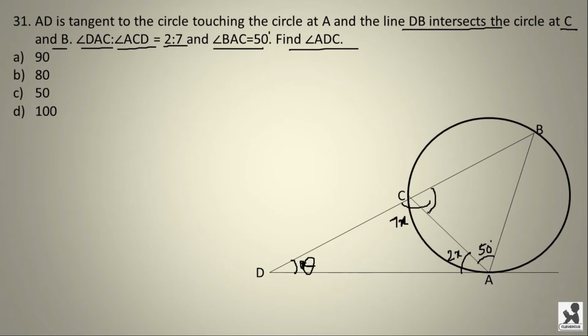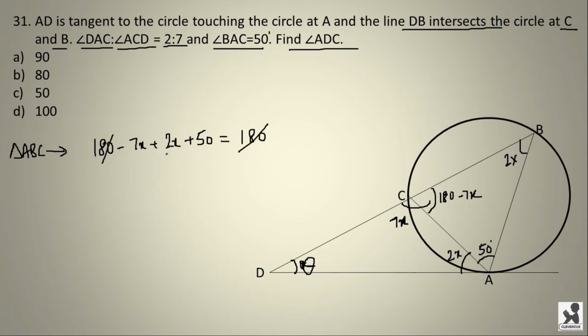And this angle, that is angle ACB, will be 180 minus 7x. And angle ABC will be 2x according to the alternate segment theorem. Now in triangle ABC, the sum of all angles will be 180 degrees. So 180 minus 7x plus 2x plus 50 is equal to 180 degrees.